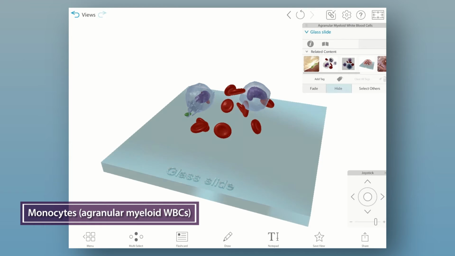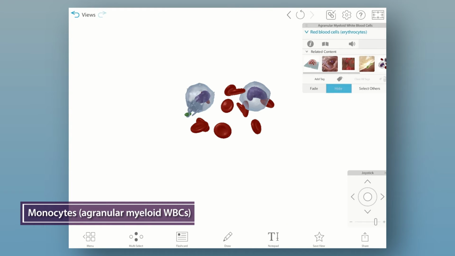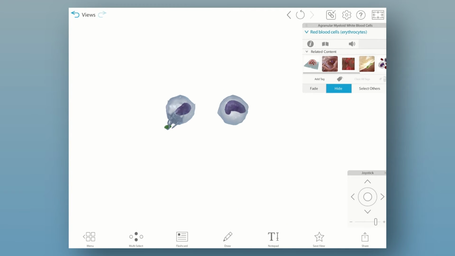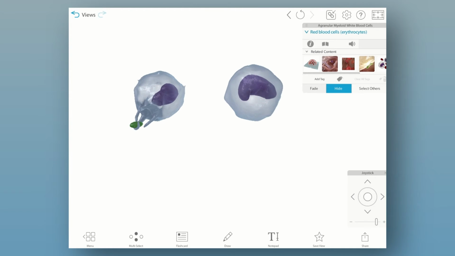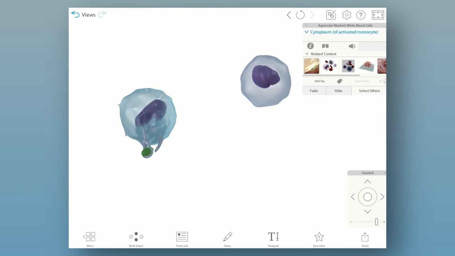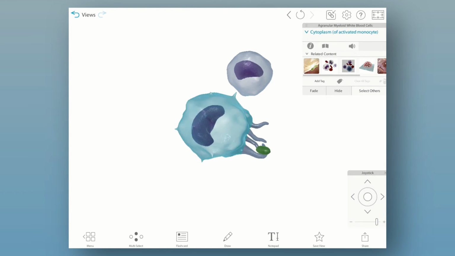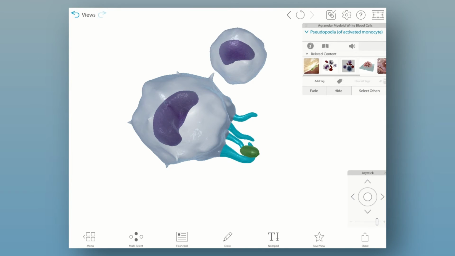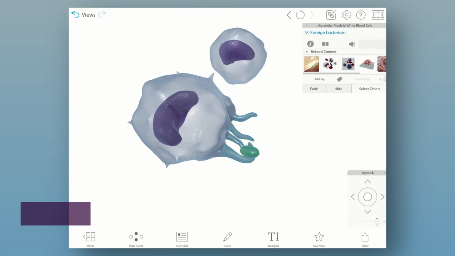Monocytes, or agranular myeloid white blood cells, have kidney-shaped nuclei and no visible granules. When the body isn't responding to inflammation or infection, monocytes are inactive and appear spherical. When activated, they elongate and form projections called pseudopodia that engulf bacteria and other foreign substances.